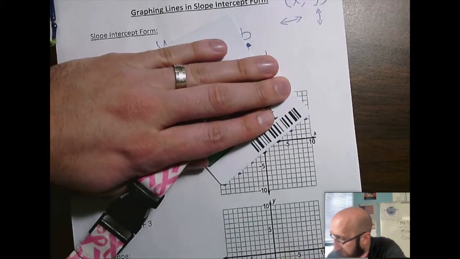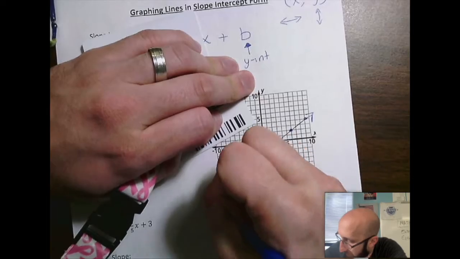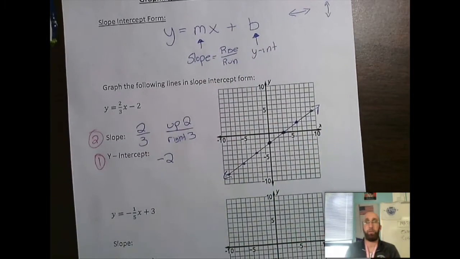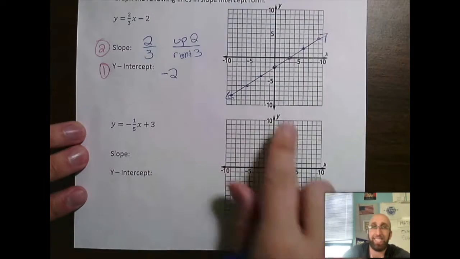Try and line these points up as best as possible, and put some arrows on the end because this line is continuing forever in both directions. And that is graphing a line. I'm going to move a lot faster in my other three examples here, but that is the basics of graphing a line. We're going to look at some other instances and cases that we could run into with these.